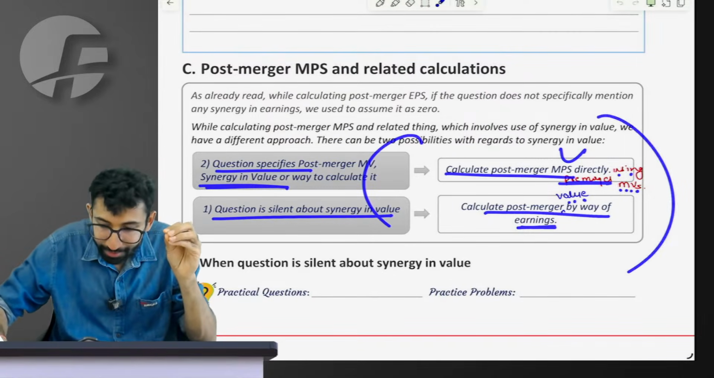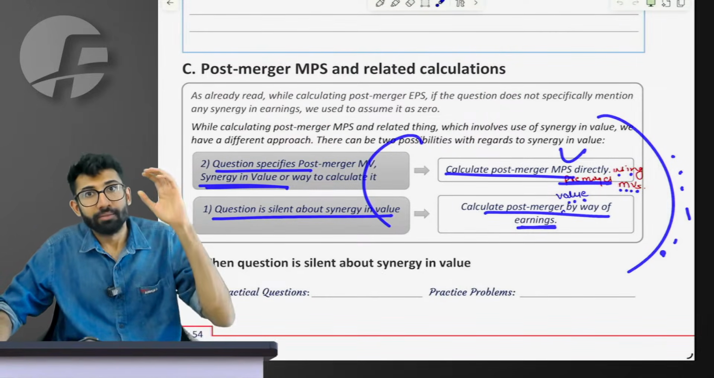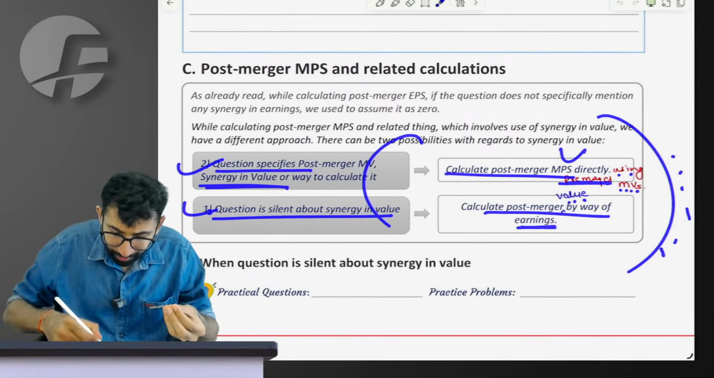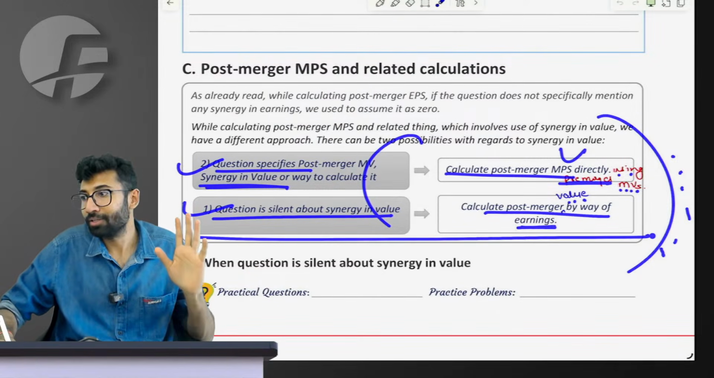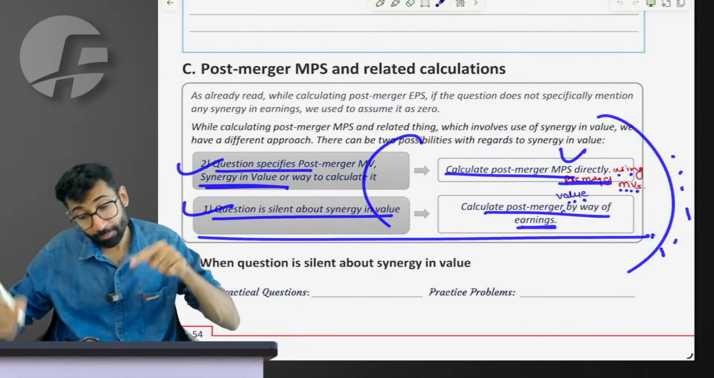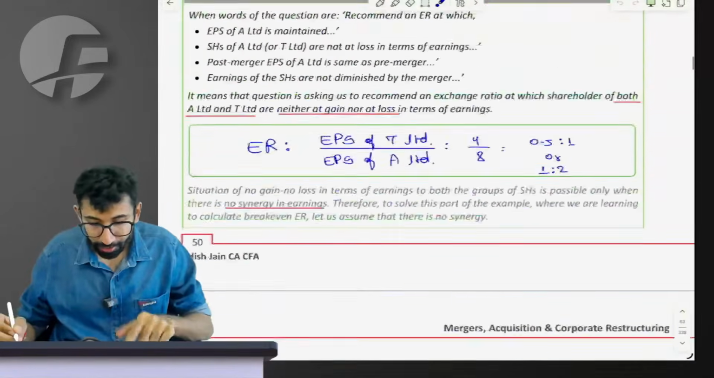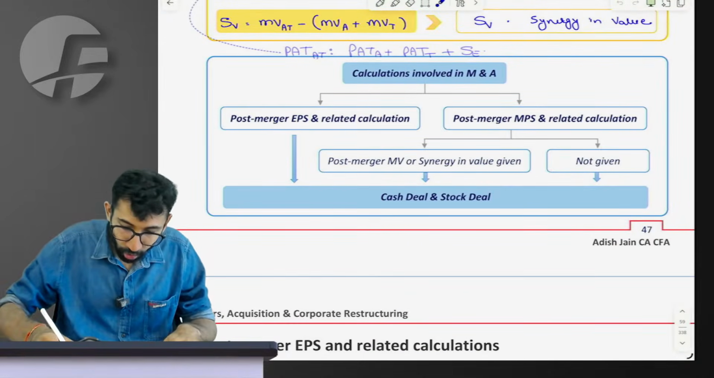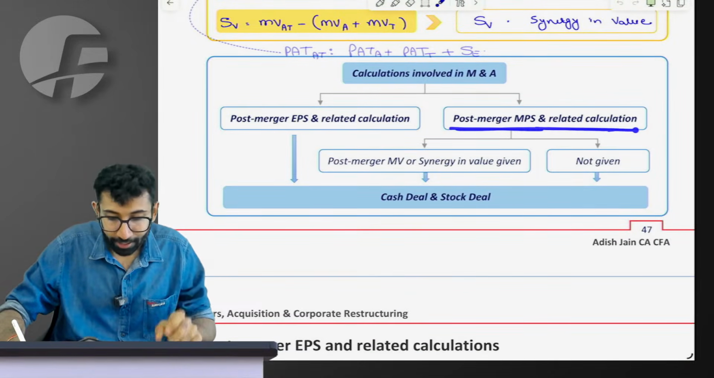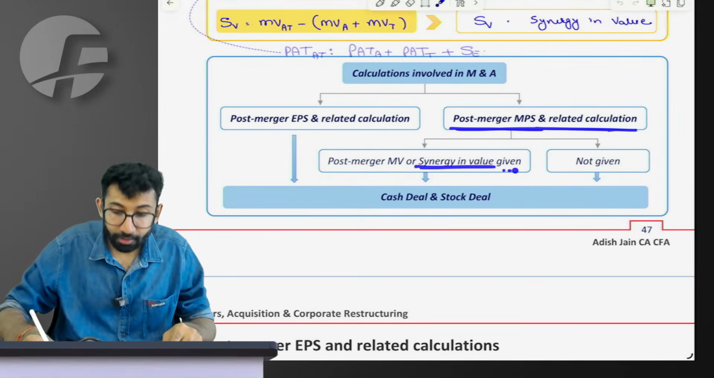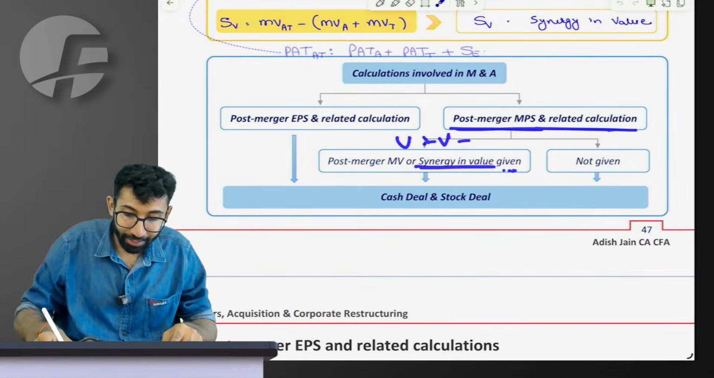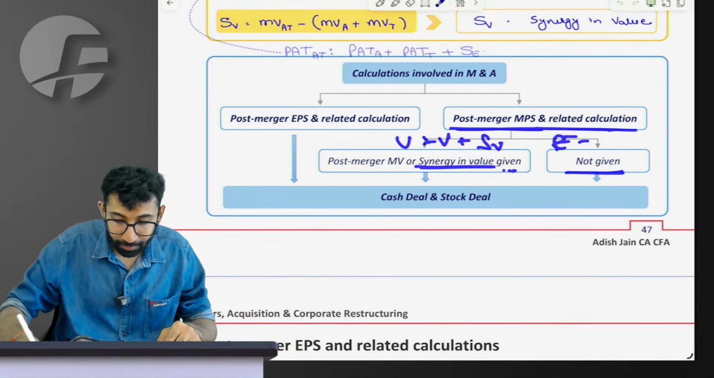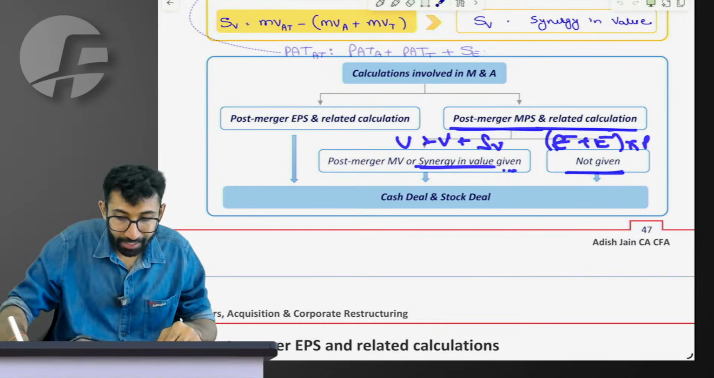Are the two categories clear to you, boss? It is not that you should know these 6 individual formulas. What are these two broad categories? Are you realizing, everyone in the class? You will be able to make the formulas, that is my assurance. Please pay attention. Now I'll take you back to the original chart. Post-merger MPS and related calculations can be done in two ways. If synergy in value is given, you do value plus value: my value, your value, synergy in value. If the synergy is not given, then you do my earnings plus your earnings, and whatever the earnings, into PE.